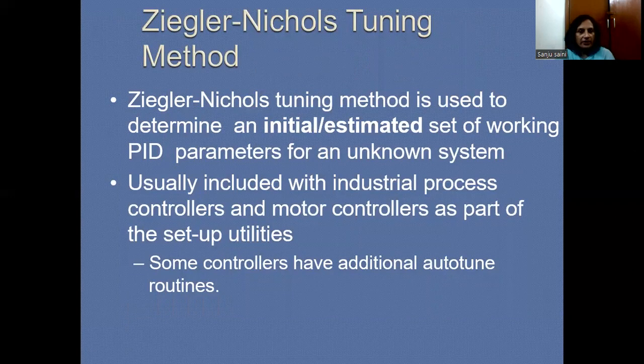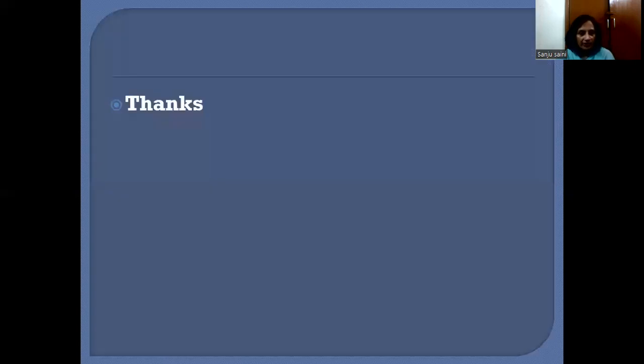So the Ziegler-Nichols tuning method is used to determine an initial estimated set of working PID parameters for an unknown system. And usually it is included with industrial process controllers and motor controllers as part of the setup utilities. Some controllers have additional auto-tune features, and nowadays we are also using intelligent controllers for the tuning of PID controllers, which take into account the uncertainties present within the system. So I think all of you have now become familiar with the process of tuning of the PID type of controller and the Ziegler-Nichols method for tuning of the PID controller.